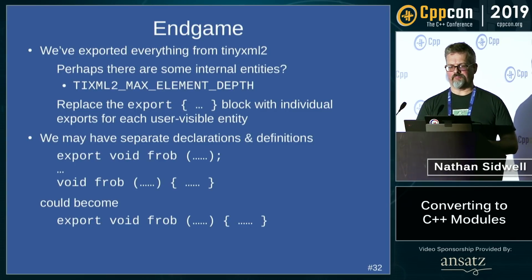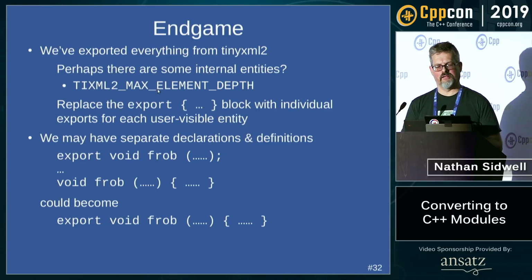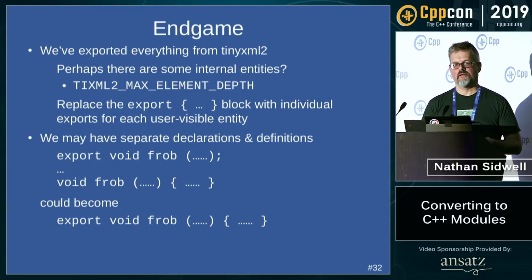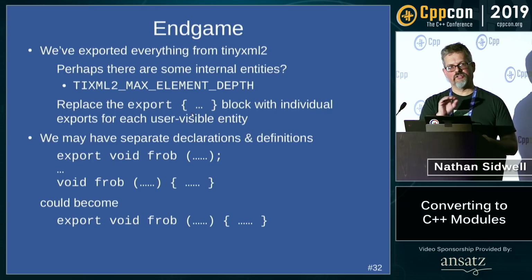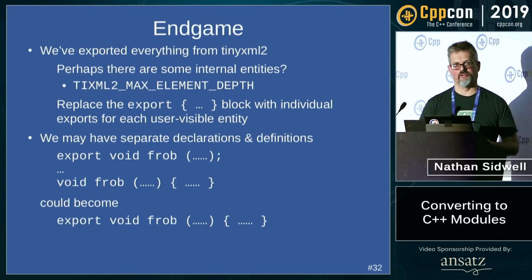So this TXML max element depth, I'm exporting that, but that's actually an internal piece of the library, so I don't need to export it. Rather than export everything, I should just put individual exports on the pieces that I want to export, and not put it on the things that are internal use only.